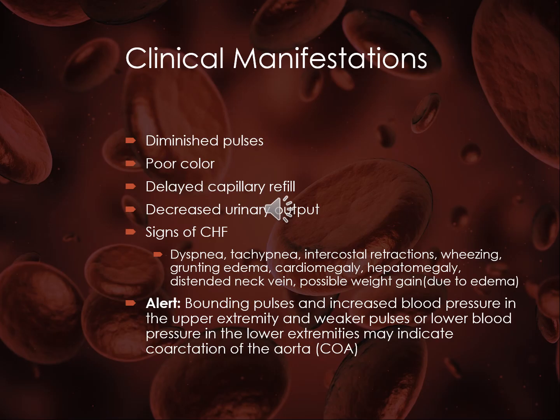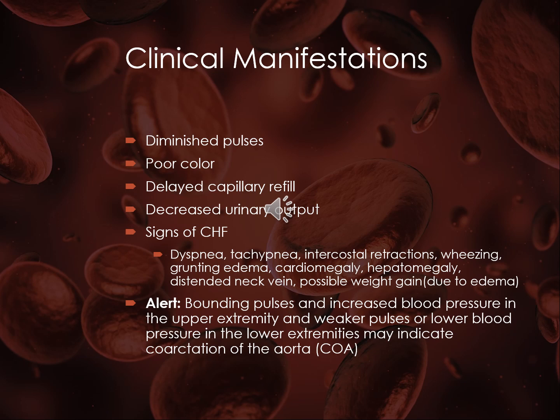Some clinical manifestations that you may see with the obstructive deficits. So one is diminished pulses. So they're bounding in the upper extremities. The blood pressure will be increased in those upper extremities and decreased in the lower extremities. Poor color, delayed capillary refill, decreased urinary output, signs of congestive heart failure.